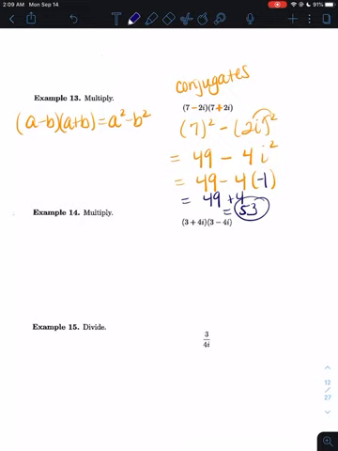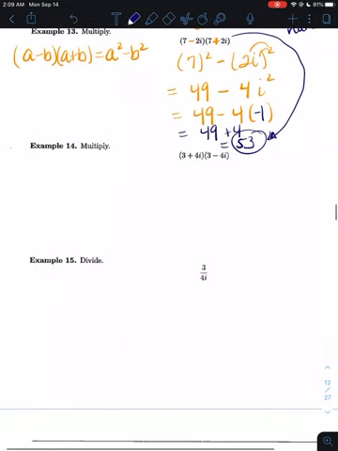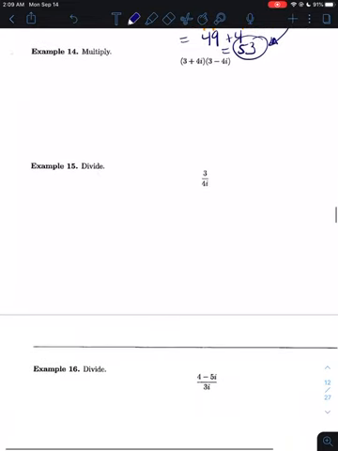So the good thing about conjugates, just like when we're dealing with square roots, and just like here with these imaginary numbers, you're going to always get a nice round number at the end, a rational number. So whenever I multiply conjugates, I'm going to get a rational number, and that's going to be helpful when we get to the next few examples and we start dividing. So pause the video, try example 14. Those are conjugates. Multiply the conjugates, use the shortcut.